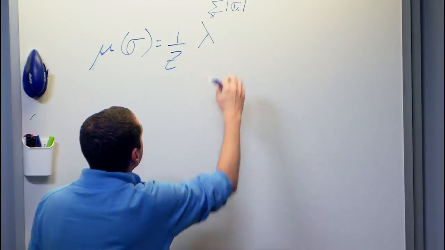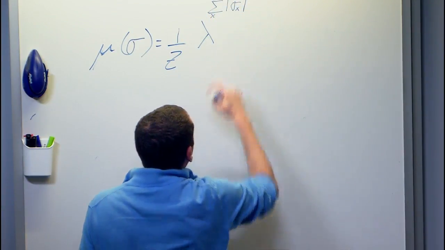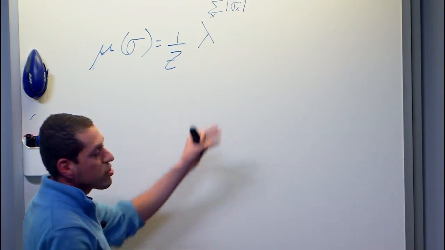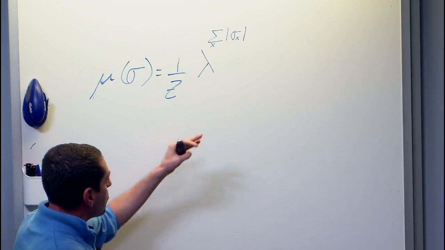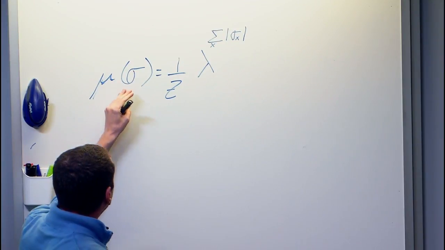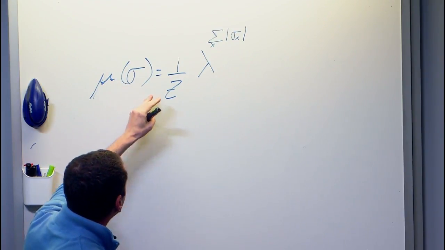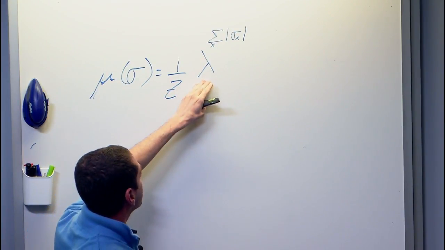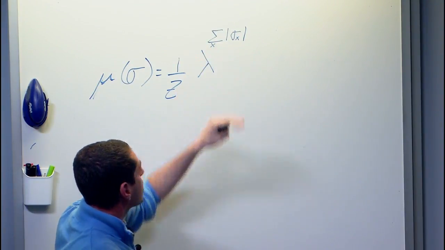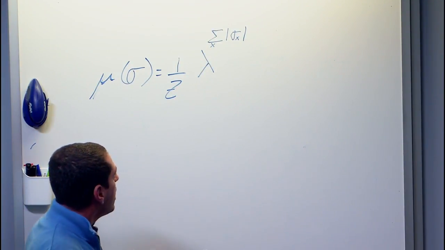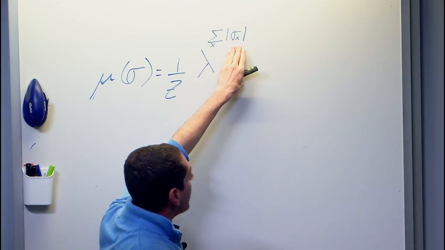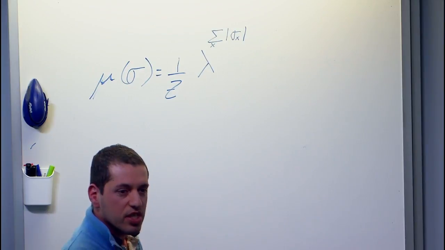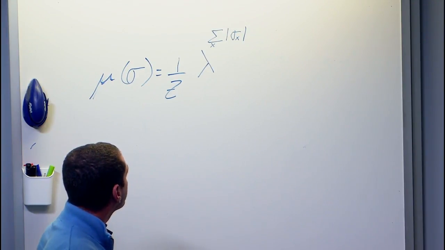So this quantity here is just the sum of the lengths of the edges of your triangulation, so the total edge length of your triangulation. And introduce a probability measure mu of sigma, which is proportional to lambda, some positive parameter, to the total edge length of your triangulation. And just for concreteness, I'll take the length of an edge to be the L1 length. It's just convenient in this case.